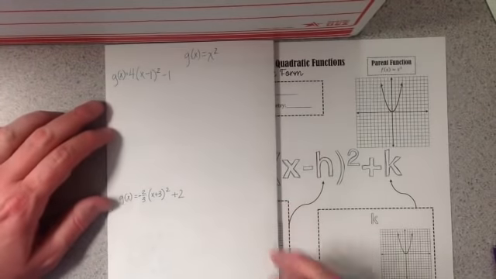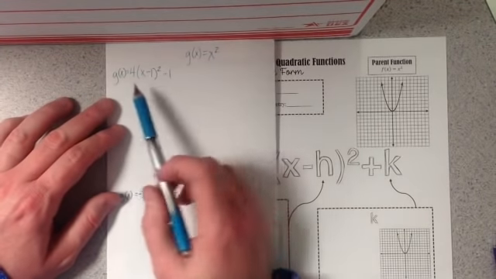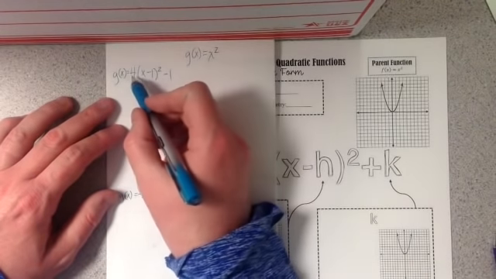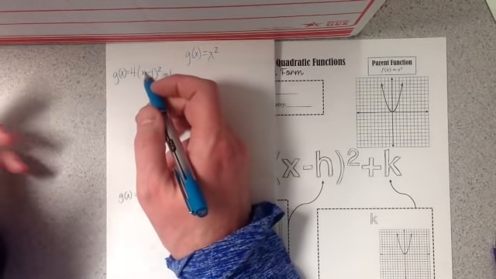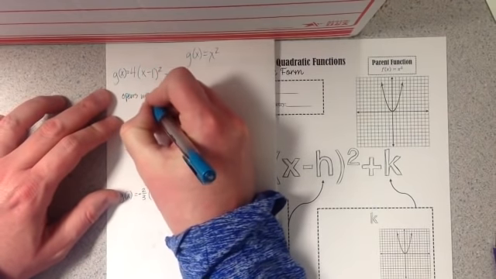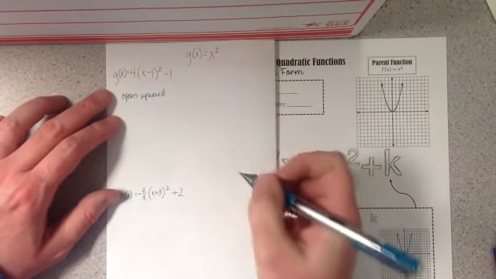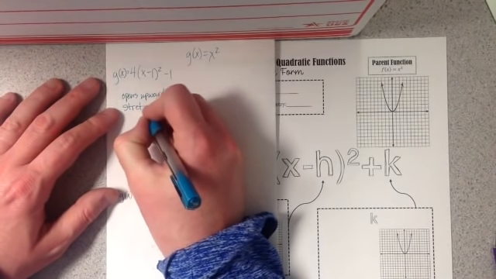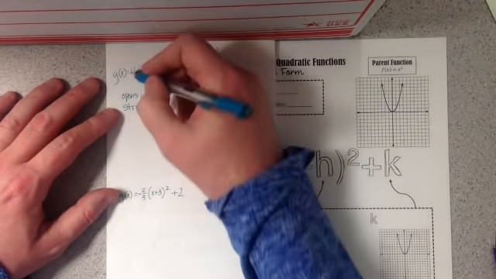Okay? So the first thing that we notice when we have g of x equals 4 times x minus 1 squared minus 1 is that a is positive 4. It's positive 4, so we know that it opens upward. We also know that because 4 is greater than 1, it is a stretch. And that's all that a tells us.